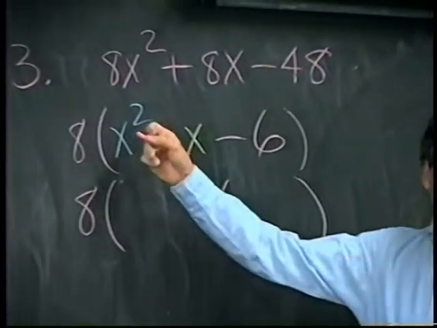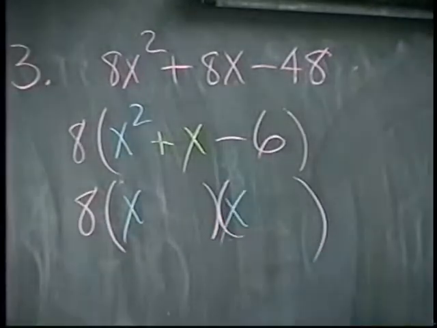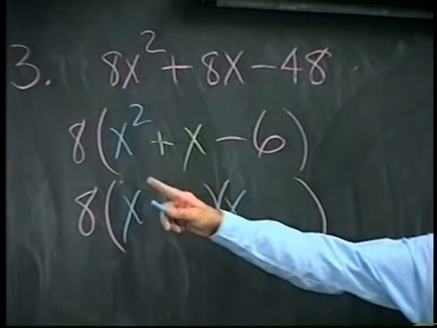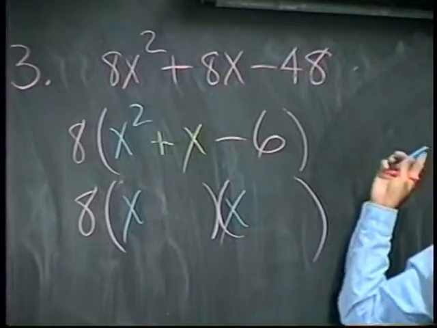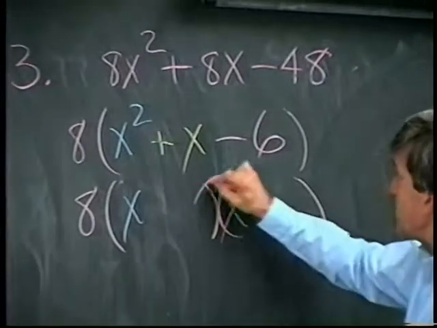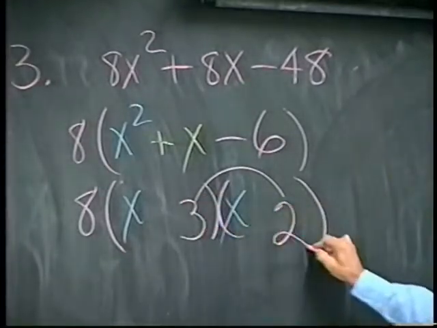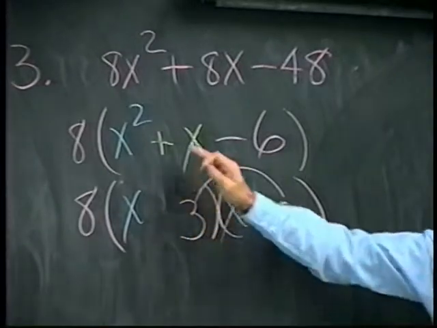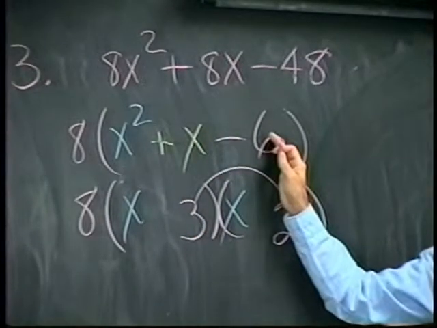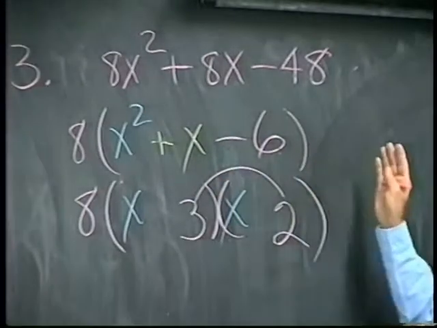And we start with the first, which would be x, x. And after first times first comes what? Last times last. So the last times last would be what? 3 and 2. Now how did you know it was 3, 2? Because 3 times 2 is 6. It also could have been 6 times 1, couldn't it? But how do we know it's 3, 2? Because you've got to get x in the middle.